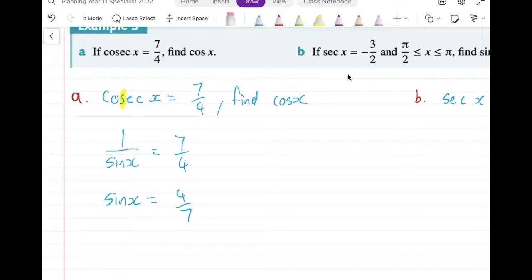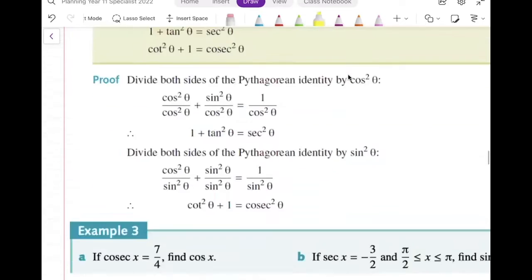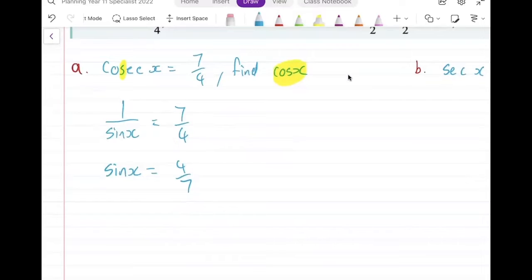In this question, however, I'm being asked to find cos x, not sine x. So if I'm thinking of relationships where cos and sine are linked, one of those concepts is my Pythagorean identity, which is a good way to start processing these types of questions. If I have sine and I want to find cos, most of the time I'm going to be using this identity. My Pythagorean identity says sine squared x plus cos squared x is equal to 1, or cos squared x plus sine squared x equals 1.